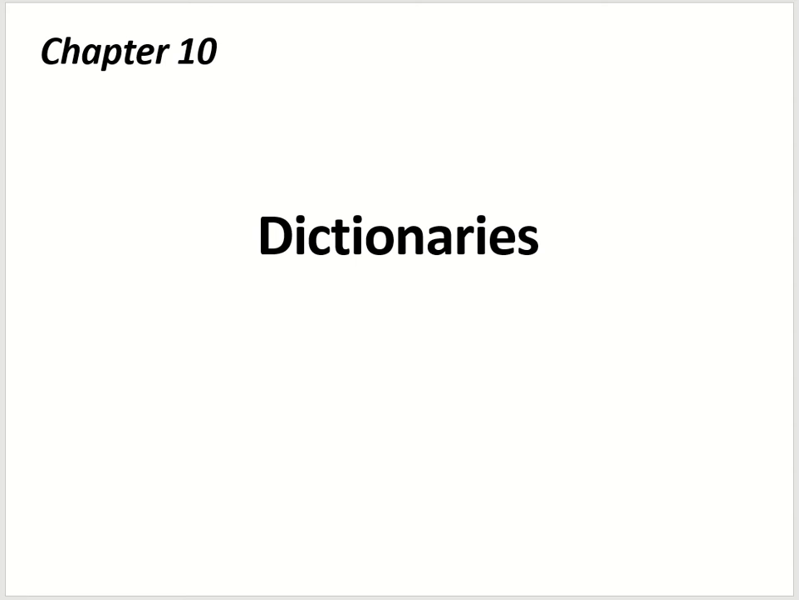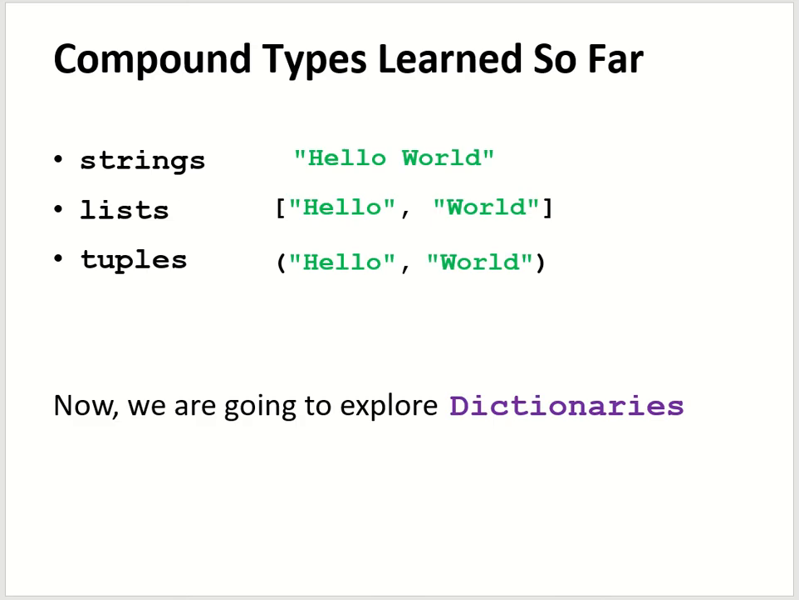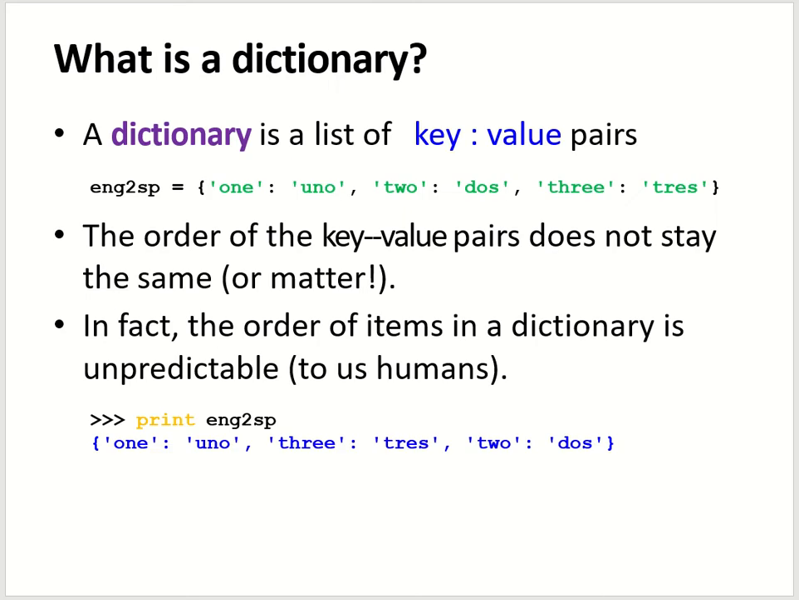The final sequential data type in Python that we're going to cover is the dictionary. So this is a compound data type somewhat similar to strings, lists, and tuples in that they're sequences of items, but just like we saw with strings, lists, and tuples, there are particular differences among the data types, and maybe a few more differences with dictionaries.